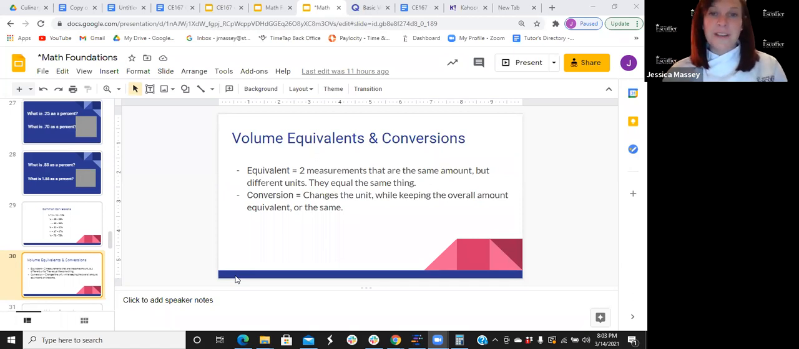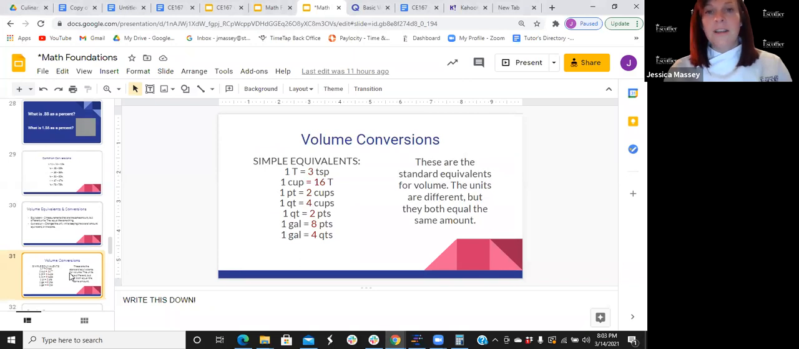You have two equivalent measurements that are the exact same amount, but in different units. Like 1 tablespoon equals 3 teaspoons. Conversions are just changing the unit of measure. So when we're talking volume conversions, we're talking about cups, pints, quarts, gallons, those types of things.